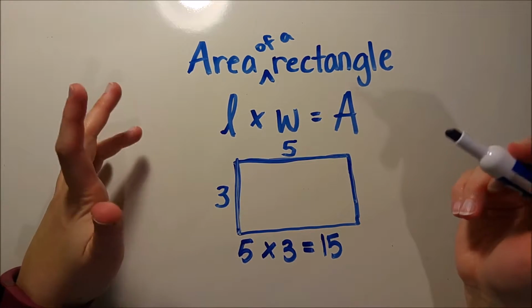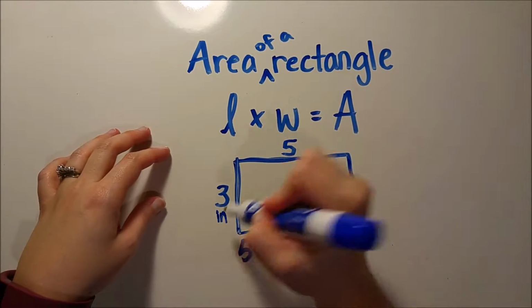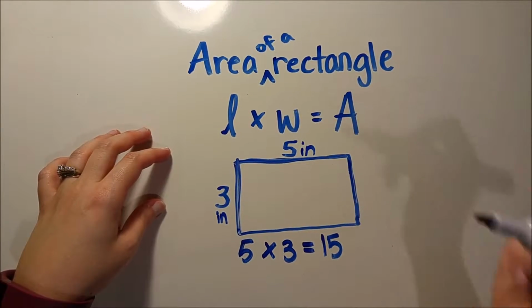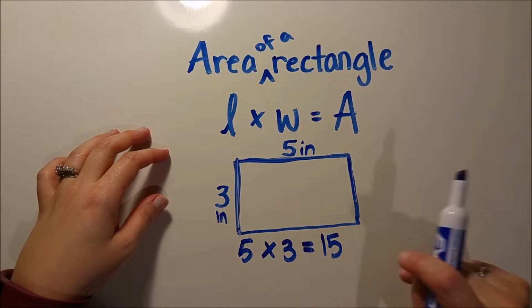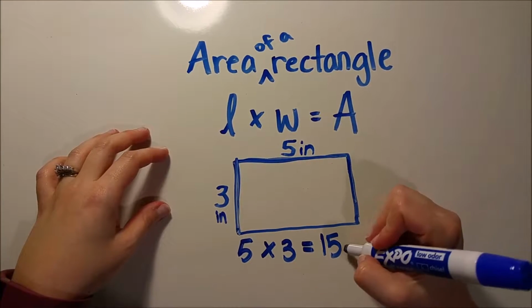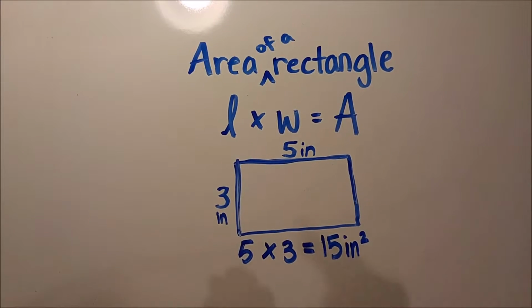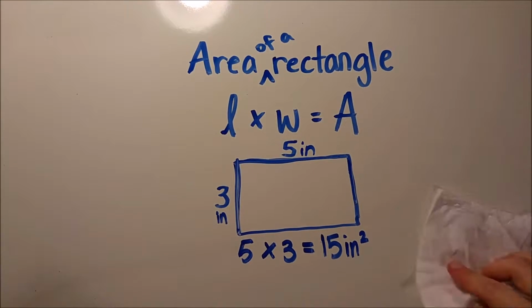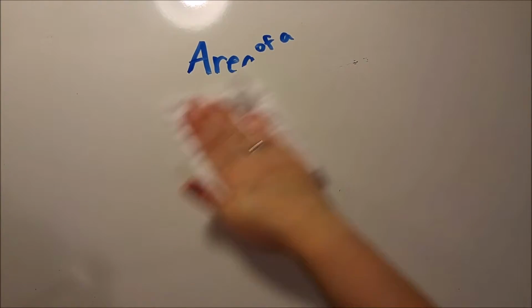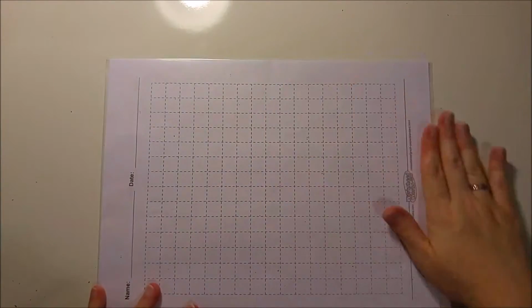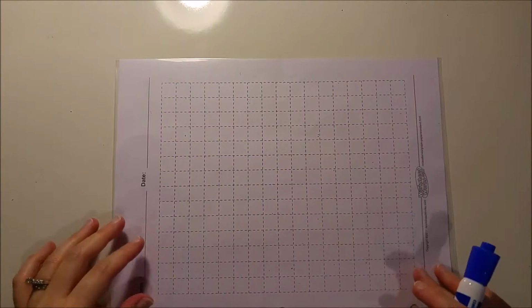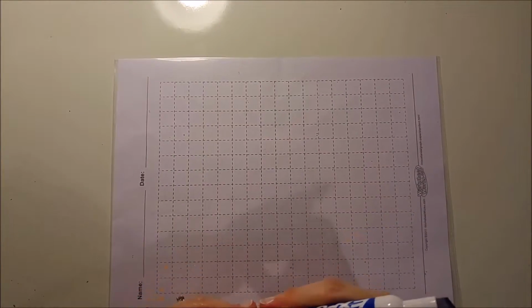Now, why do we call it squared? Let's say these were inches, 3 inches and 5 inches. Why would we call that units squared? It would be inches squared. Well, to see that, let's look at a grid. I have some grid paper here and a sheet protector, because remember I told you that's a nice way to print something out and use a dry erase marker on it.